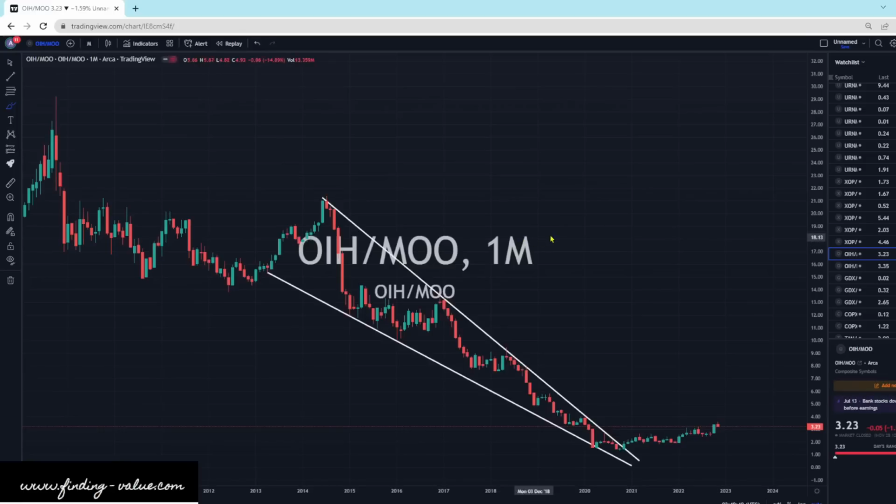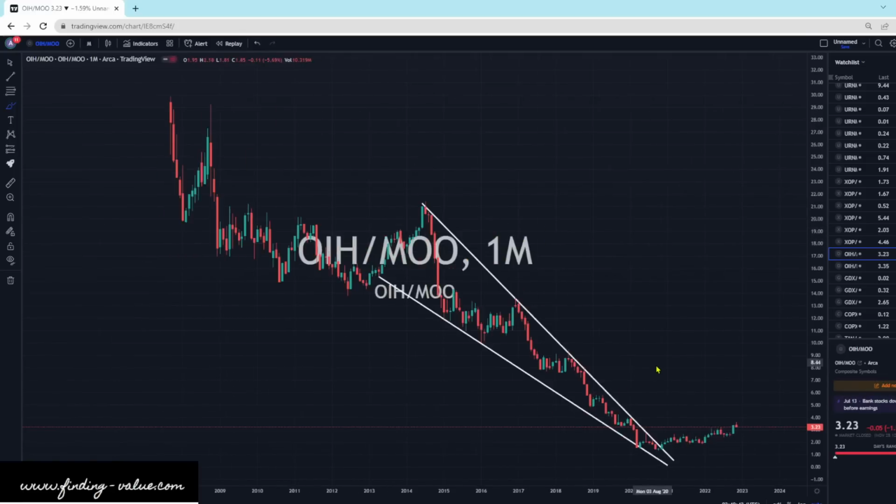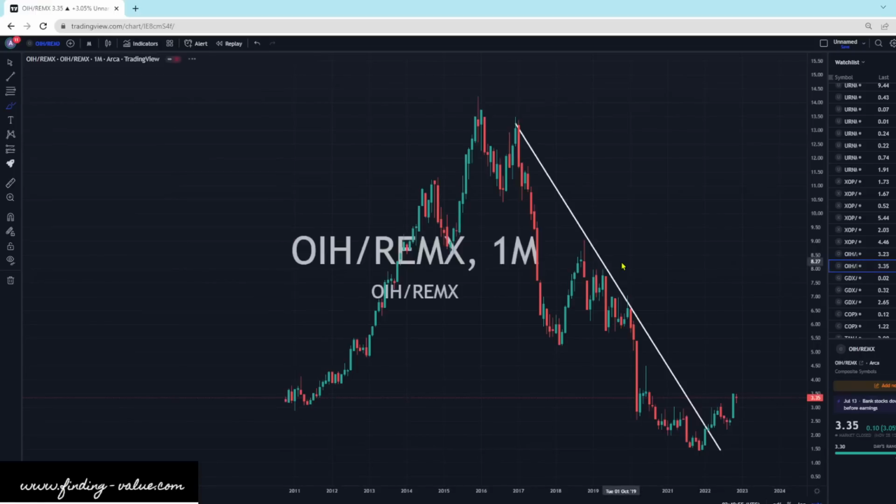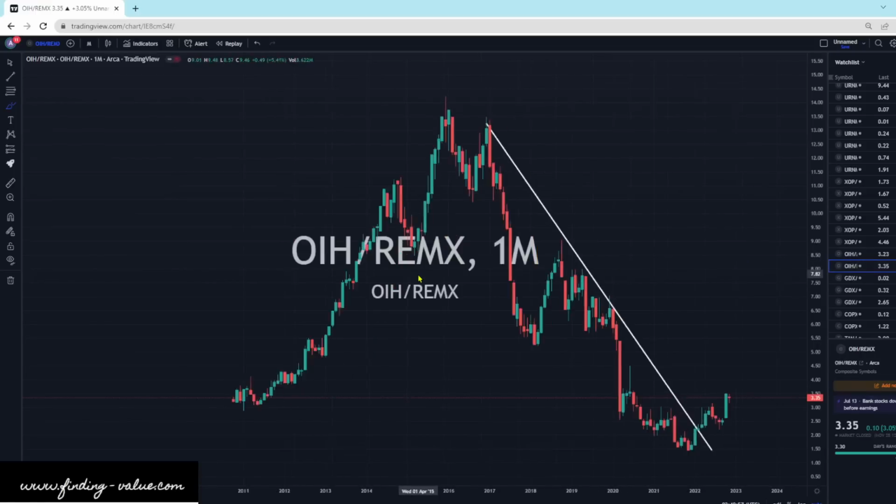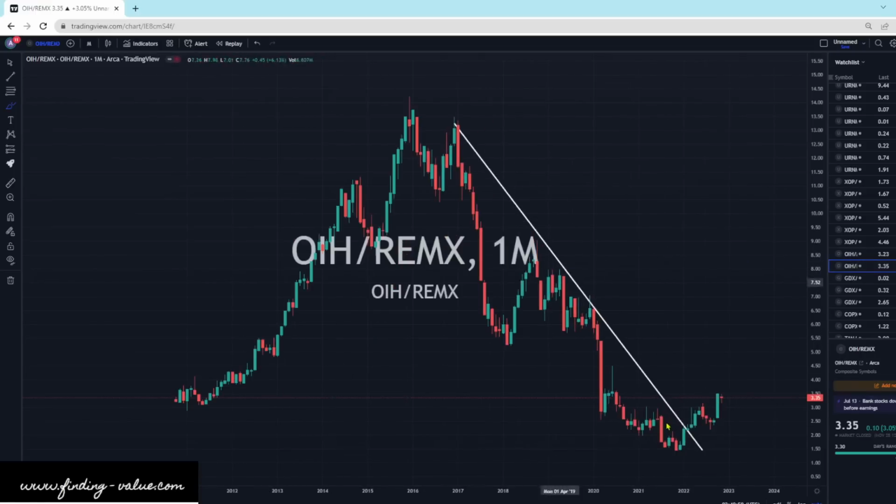Looking at the energy service companies, OIH versus MOO, this is definitely in favor of OIH. So OIH is cheap to MOO, OIH is cheap to XOP, and OIH is cheap to URNM. So OIH is cheap to basically everything. OIH is cheap to REMX. It's broken the downtrend line. This looks very good for an outperformance of OIH.